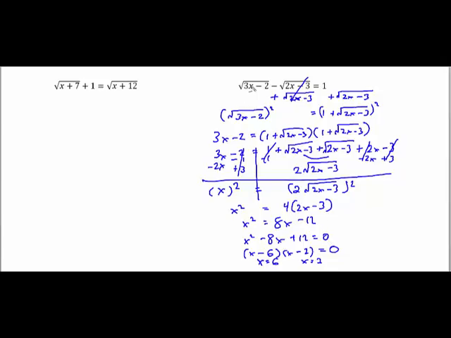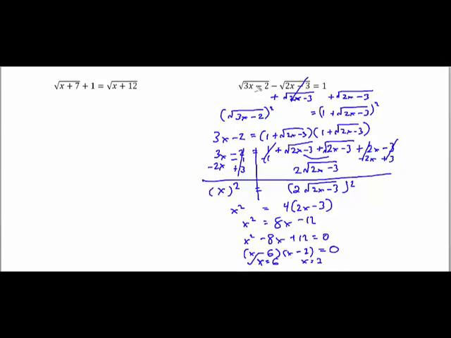So I'm going to go 3 times 6, which is 18. 18 minus 2 is 16, so that'll give me 4. 2 times 6 is 12. 12 minus 3 is 9. So that would be 3. So 4 minus 3 is 1. Hey, 6 works. Awesome. Let's try 2.